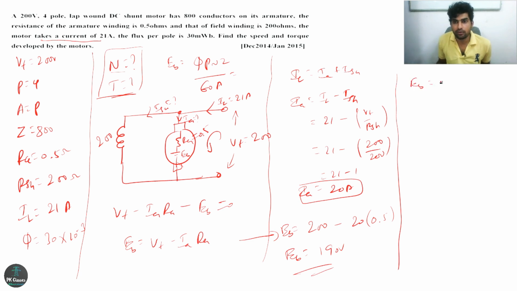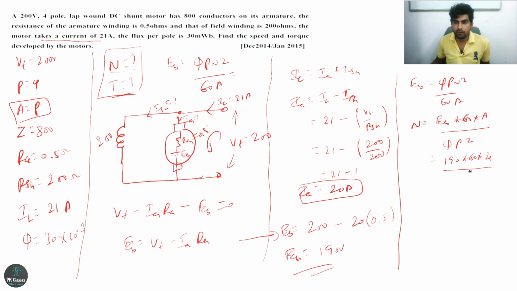EB is equal to 5PNZ by 60A. So N is equal to EB into 60 into A divided by 5PZ. EB is 190, into 60, into A. A is equal to P, the number of poles, which is 4. So 4 divided by 5 is 30 into 10 raised to minus 3, into P, which is 4 again. Z is 800. So N is equal to 475 RPM.